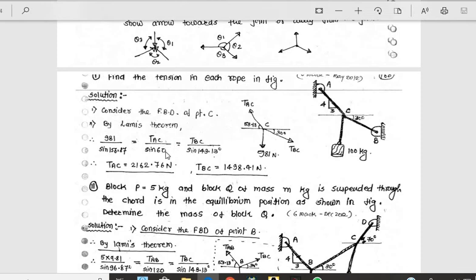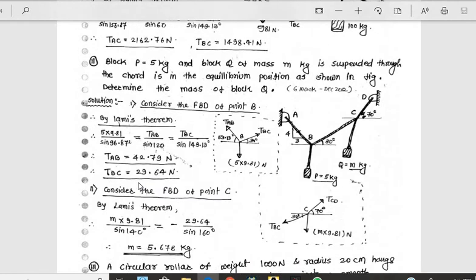So TAC upon sine 60 is equal to TBC. This is TBC, its opposite angle is this 53.13 plus this 90, so it is 143.13. Therefore now just do the cross multiplication, you will get TAC and TBC. From that TAC is equal to 2162.76 and TBC is equal to 1498.4. This way you have to use the Lami's theorem.